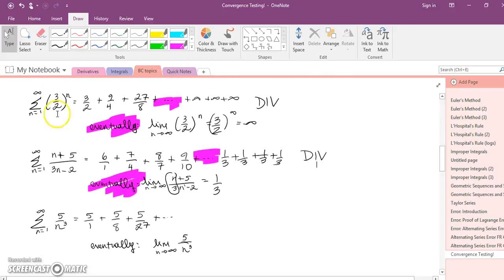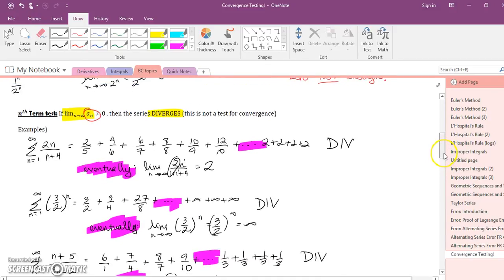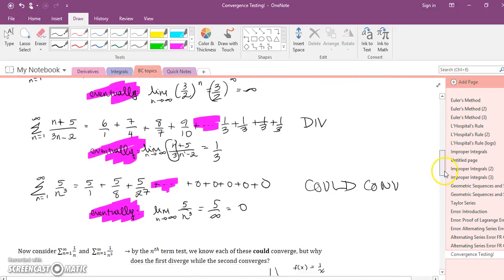Now right here, 5 over n cubed, to see what this thing does eventually. Notice these terms seem to get smaller and smaller, way smaller and smaller. Let's check to see if it could converge. So the limit as n goes to infinity, that'd be 5 over infinity, which is 0. That means eventually you do start adding 0, and all the other terms after infinity, you're going to keep adding zeros. So this guy could converge. So that's all the nth term test tells you, if it could converge or if it diverges.